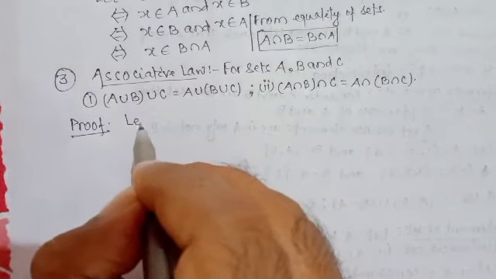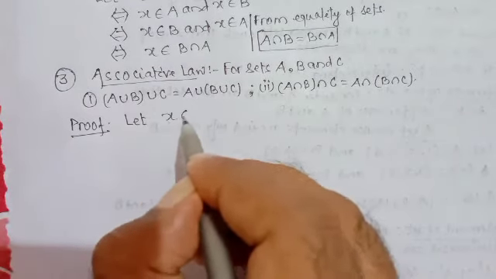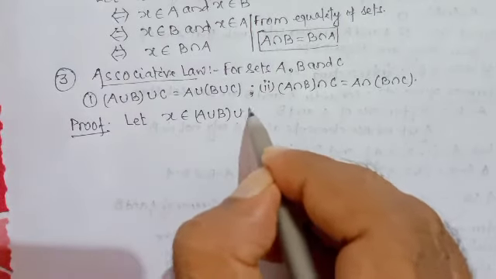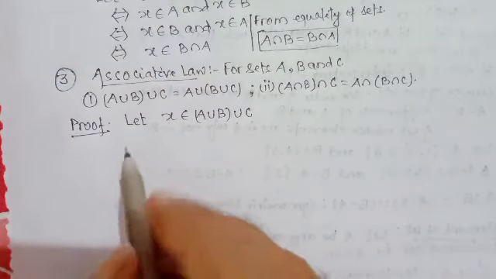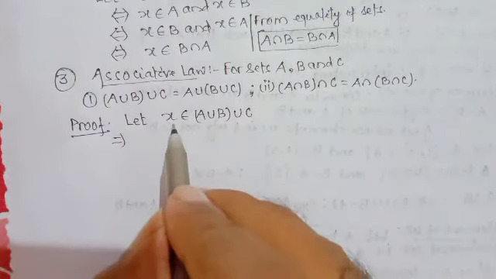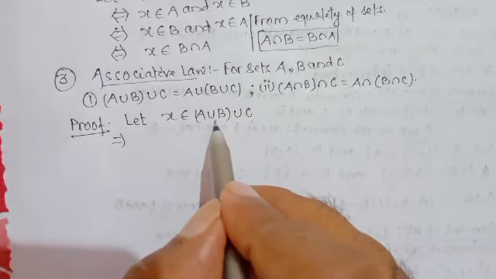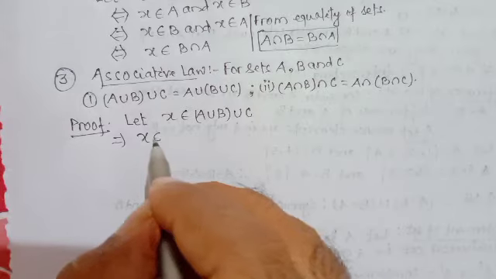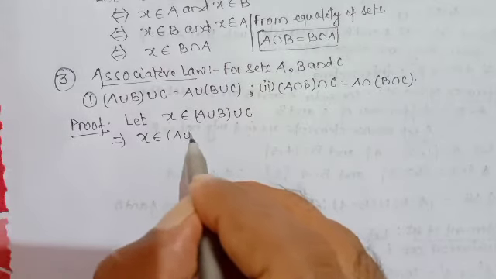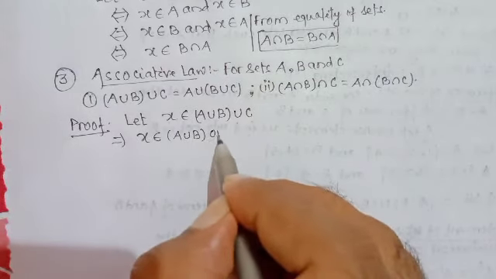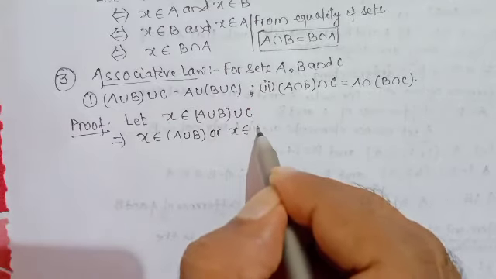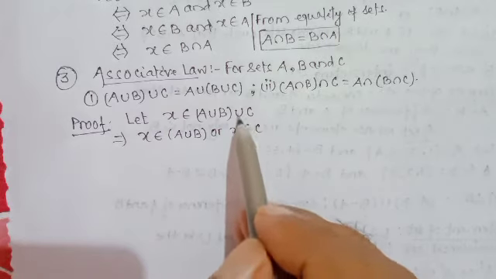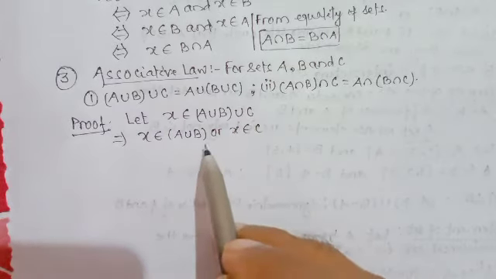Let X belongs to A union B union C. This means X belongs to A union B or X belongs to C. First, replace this union symbol by putting OR.